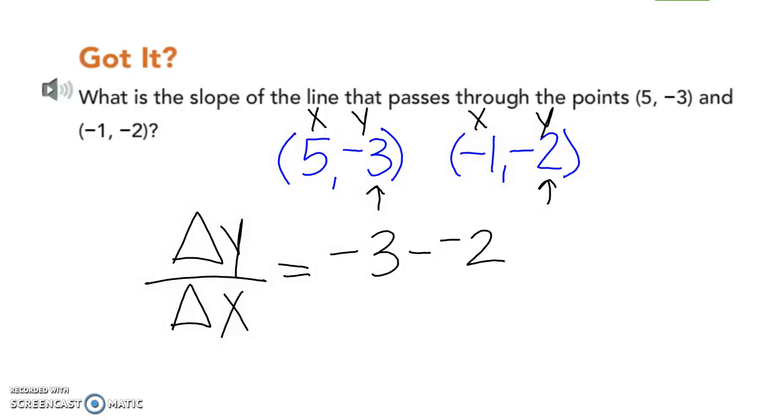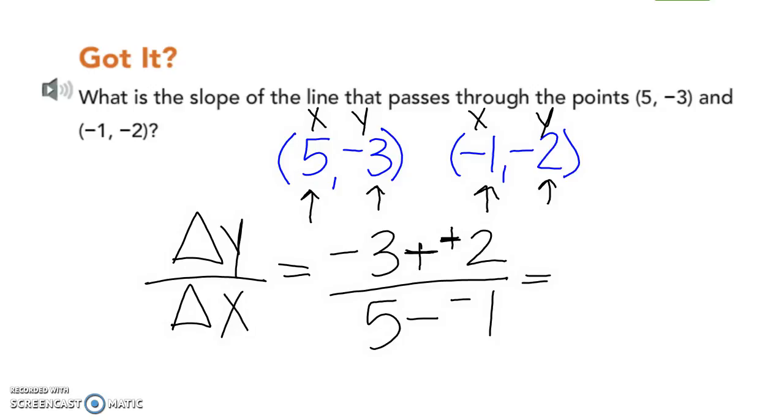Now, sometimes when we have negatives like that, it can get a little tricky. Make sure you know that you're subtracting every time. So even if you have a negative number, you still have to put minus the negative number, okay? And then for the X, it's 5 minus negative 1. Now, for both the top and the bottom, I see minus a negative, so I'm going to go ahead and say plus, plus, plus, plus.